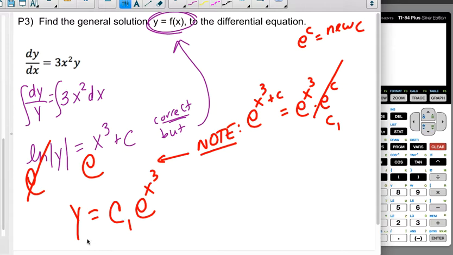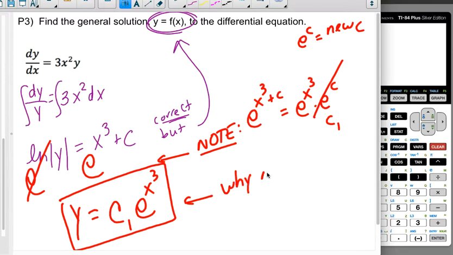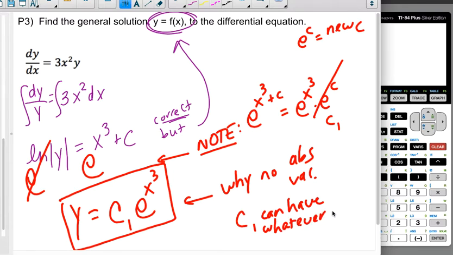Now, you might say, why did I get rid of the absolute value? Good question. Well, the reason is because c sub 1 can have whatever sign it needs. While this expression was originally written so it would have to be positive, it doesn't necessarily have to be positive because I don't know what c sub 1 is. C sub 1 could be a 5, it could be a -5, it could be a 208, I don't know what it is. So I don't need the absolute value because this c sub 1 is an arbitrary constant that could be positive or negative depending on the initial value I'm given.